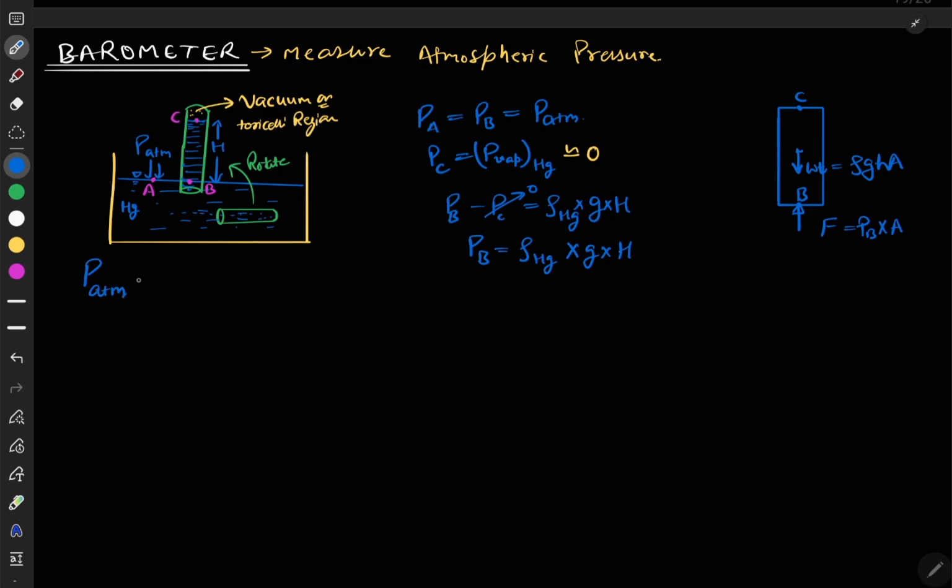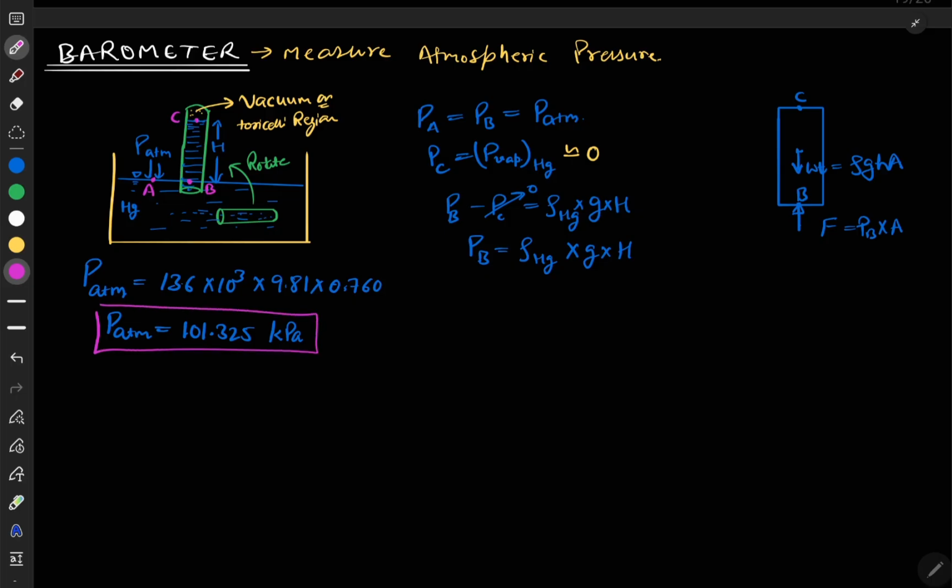If we substitute the value, rho of Hg is equal to 13.6 into 10 to power 3 kg per meter cube. g is 9.81. And in case of mercury, we say that 1 atmosphere is equal to 760 mm of Hg. It means that h will be 760 mm. So if we solve this, we will acquire PATM is equal to 101.325 kilopascal. So this is your atmospheric pressure. This is your discussion about barometer.